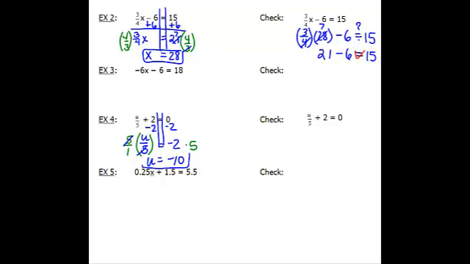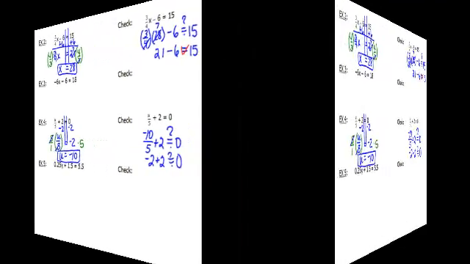I'm going to cancel my 5's and get a 1u, or a plain old u, equals -2 times 5, which is -10. To check that answer, I'll plug it in to my original equation, so -10 over 5 plus 2. Does that equal 0? Does negative 2 plus 2 equal 0? Yes, we know by the additive inverse property that that would be true.